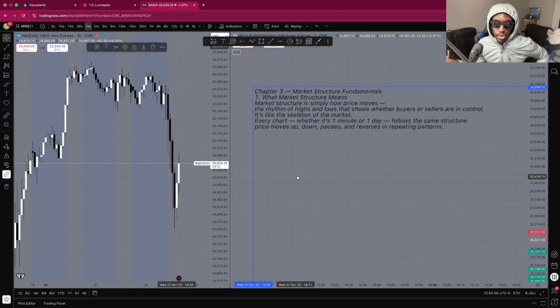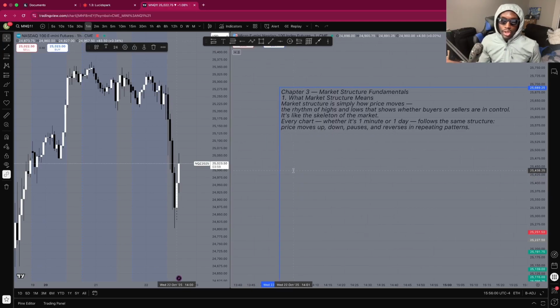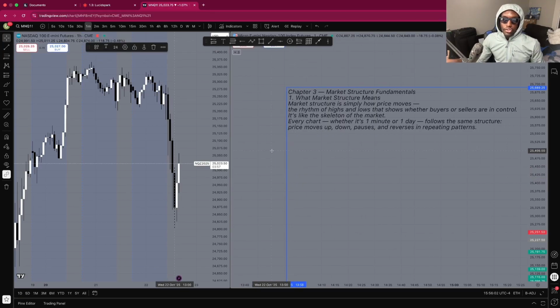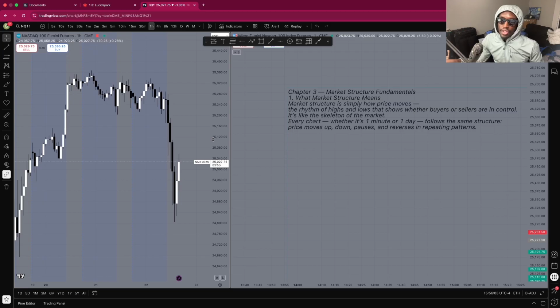What's going on? Today we're just going to be talking about market structure fundamentals. So first of all, what does market structure mean? Market structure is simply just how price moves. It's the rhythm of highs and lows, and it shows whether buyers or sellers are in control. I like to think of it like the skeleton of the market.